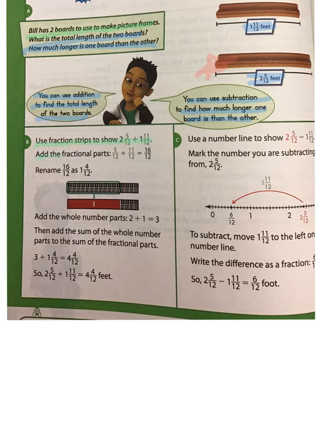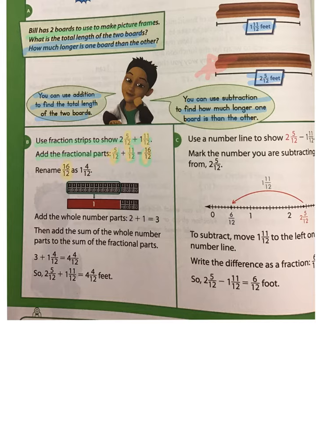We're going to add the fractional parts. We have 5/12 and 11/12 equals 16/12. So to get 16/12, you may be confused. All they did was add the fractional parts. So we had 5/12 was the fraction and 11/12 was the fraction, not the whole numbers. So 5/12 plus 11/12 is 16/12.